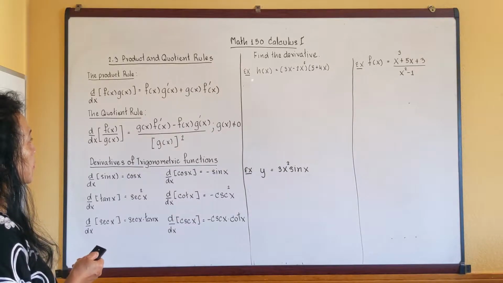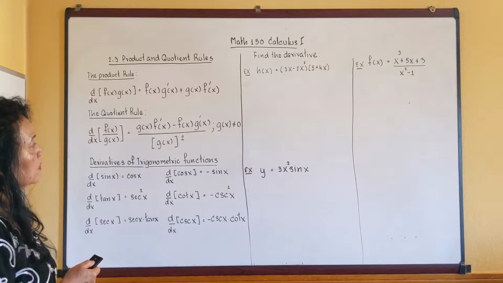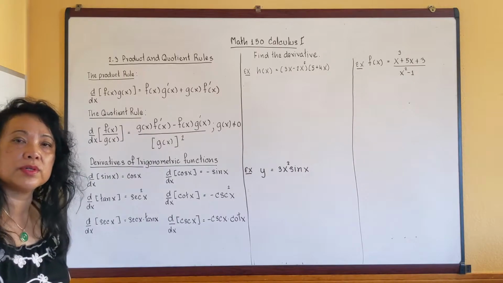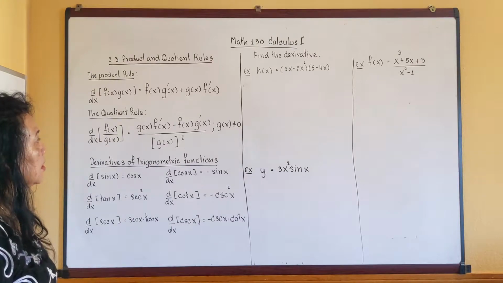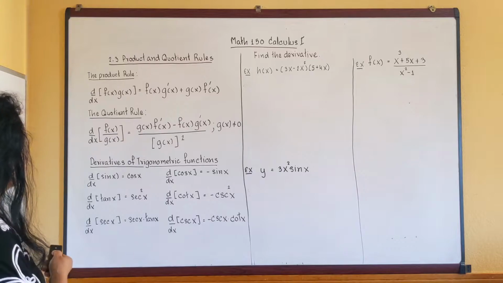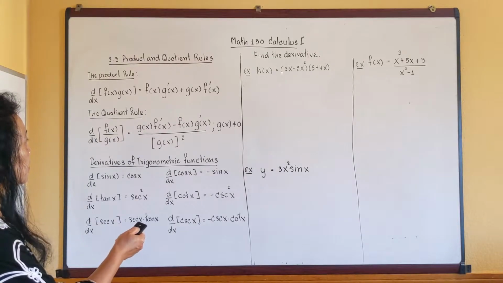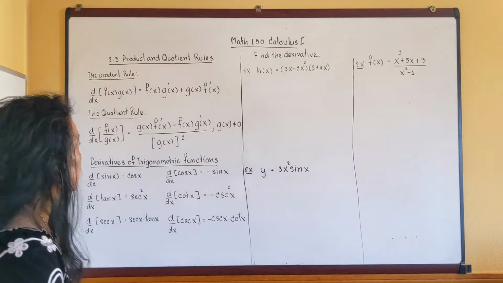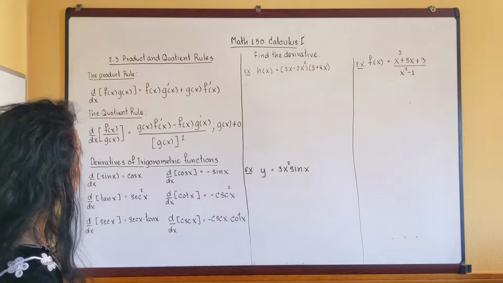I have this function. One way of solving this, you can multiply everything out and use the property of derivatives from 2.2, but we're not going to do that. We're going to use the product rule. Think of the first term here as f of x and the second term here as g of x, because we want to apply the product rule here.